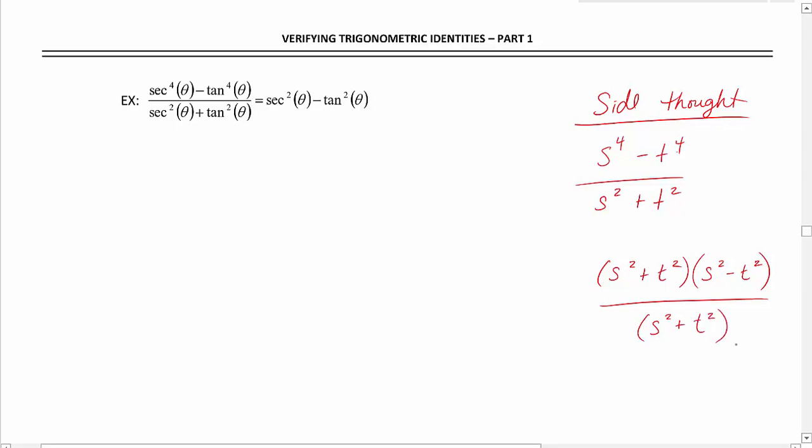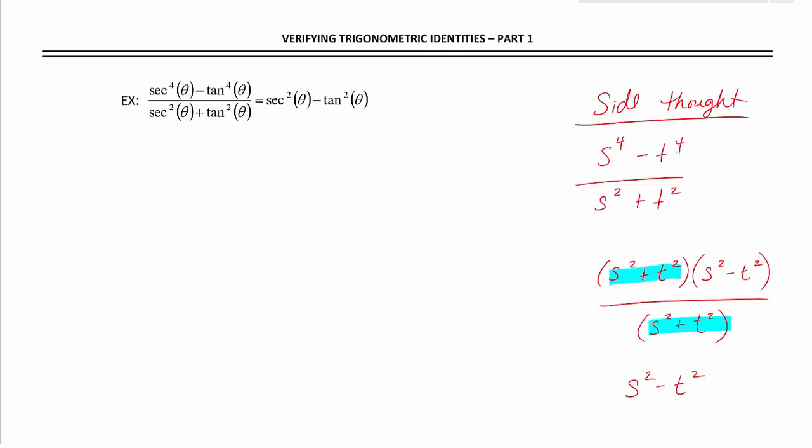sum of two squares. So I'm left with this, but now I notice, hey, I got a common factor on the numerator and denominator that can be canceled, leaving us with just s squared minus t squared, which represents secant squared minus tangent squared, and you'll notice that's our right-hand side. Now that we have a plan of action, let's actually write a nice proof.